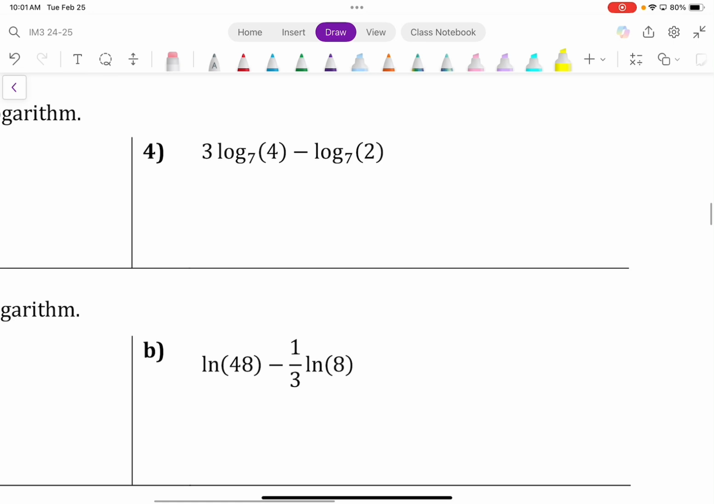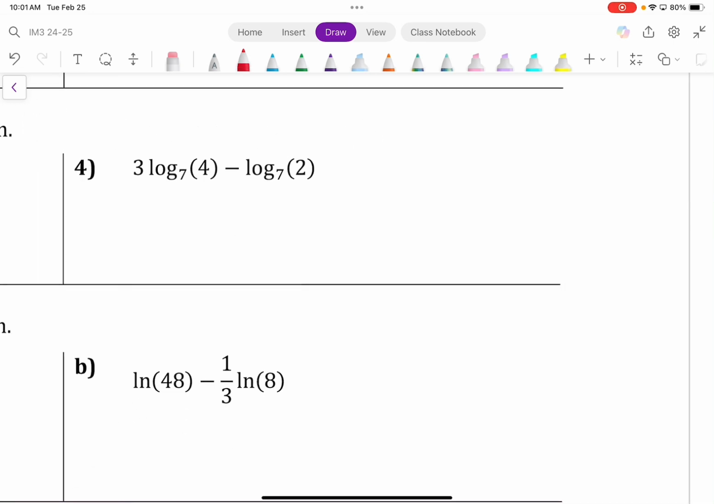All right, next example. This one's more challenging. First, before we do the quotient rule, we have to do the what rule, Aiden? Before the quotient rule, we have to use another one.